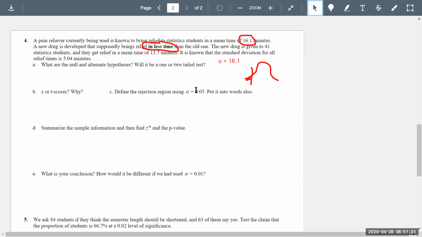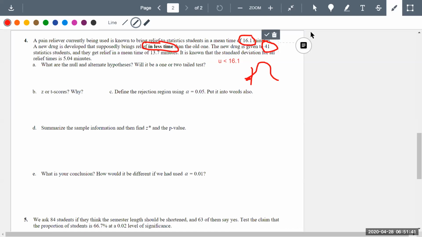All right, so I'm not going to fill in a lot of details. You guys can do that. It's just giving general ideas. Z or T, so I've got to see two things. Is it normally distributed? And sure enough, there's 41, so N is greater than 30. And which standard deviation do I know? It is known that the standard deviation for all relief times, okay, I know sigma, so therefore I can use Z-scores. Cool.